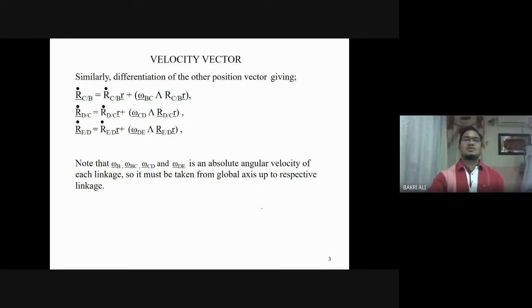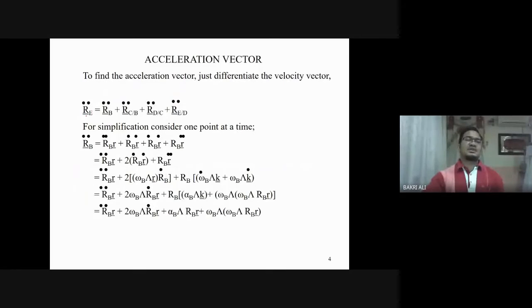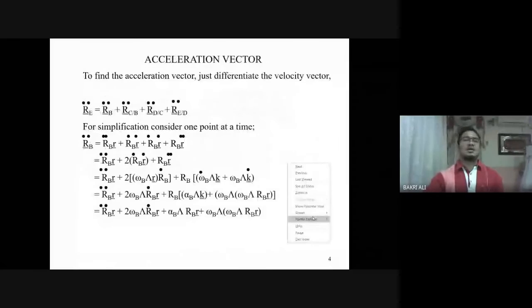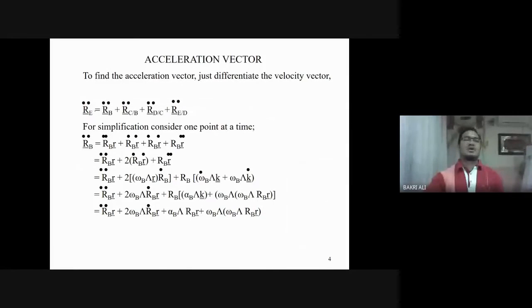Okay, so now we go to the acceleration vector. For the acceleration as well, we just need to differentiate the velocity vector once again, and we get r_E double dot equal to r_B double dot plus r_C/B double dot plus r_D/C double dot plus r_E/D double dot. And to find each term, the acceleration of each link, we can expand again the velocity. Once we differentiate the velocity from the two components, we get four more components for acceleration.